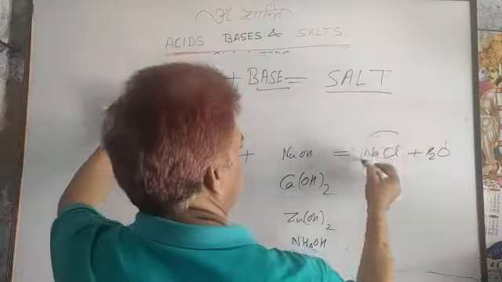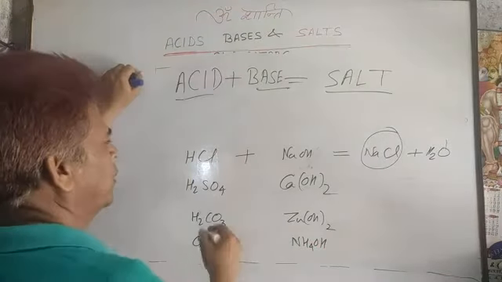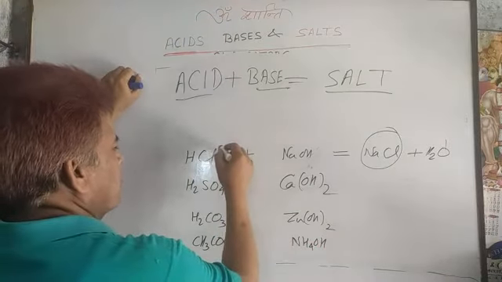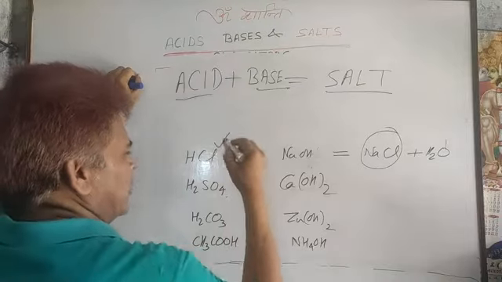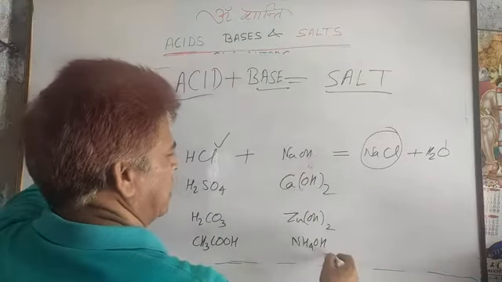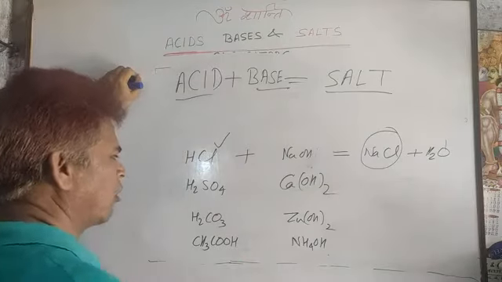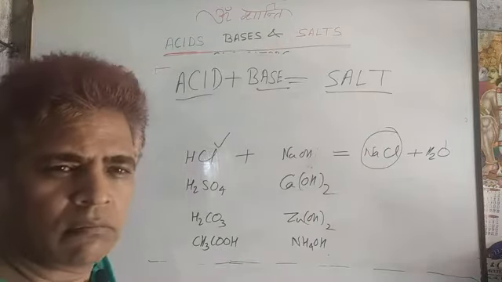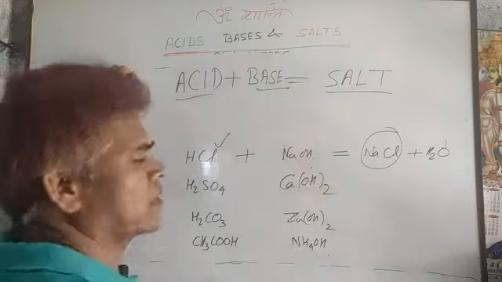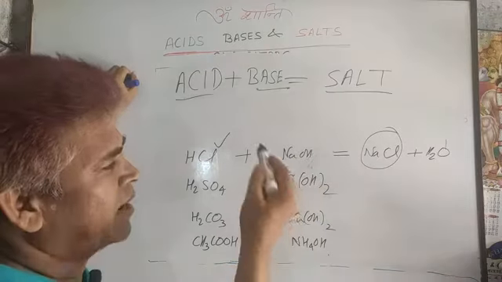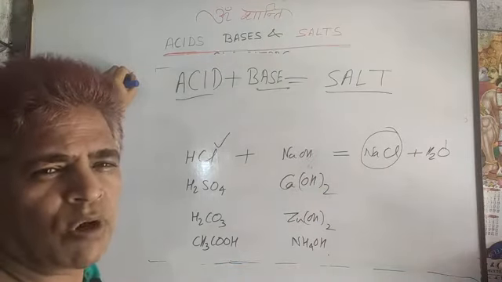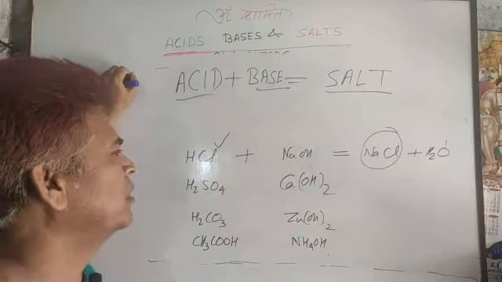So, this is the salt. If you have one example of acid and four examples of base, you can write four examples of salt. If you recall the four acidic examples and four basic examples, you can write sixteen examples of the salt. Okay. So, it will be easier.